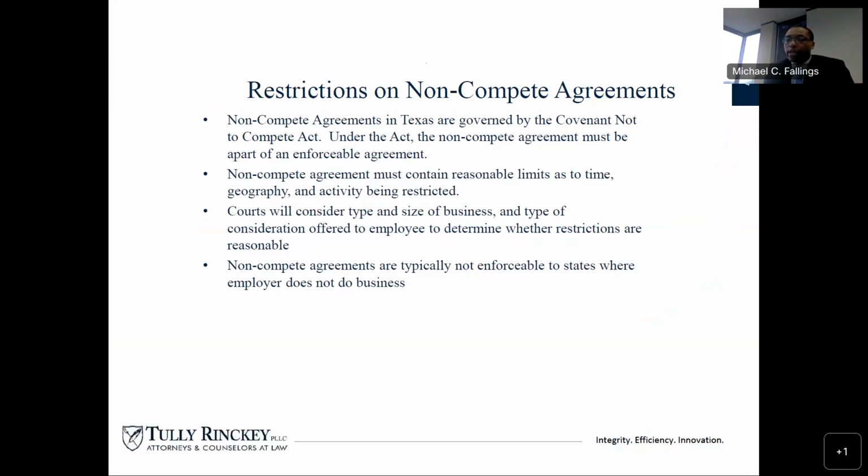And another note here, non-compete agreements are typically not enforceable in states where the employer does not do business. So, for example, if you move to a different state outside of Texas and the employer doesn't have a business operating there, those states, or at least Texas, typically won't enforce those non-compete agreements in those other states because the employer does not do business in those states.